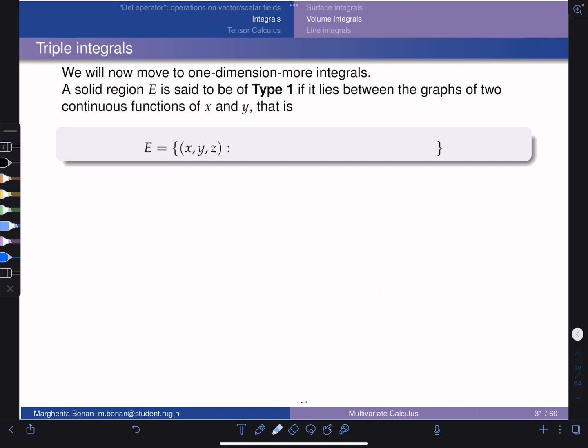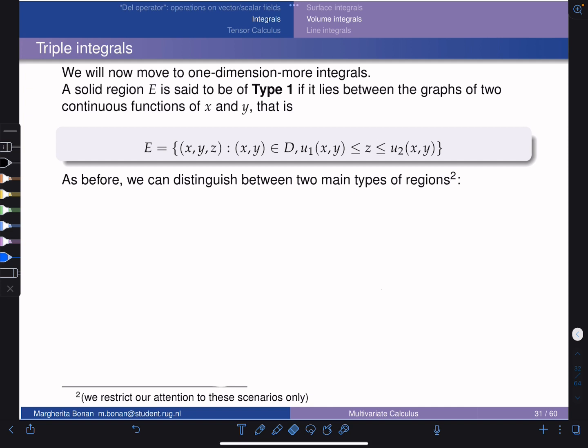A solid region E is said to be of type 1 if it lies between the graphs of two continuous functions of x and y. This region can be defined as E being the points in 3D space such that (x,y) are in the region D, and z is in between the functions u1 and u2. As before, we can distinguish between two main types of regions, but for now we restrict our attention only to these scenarios.